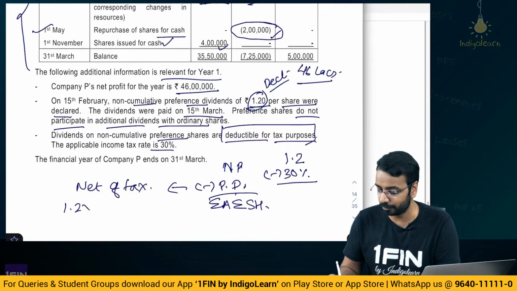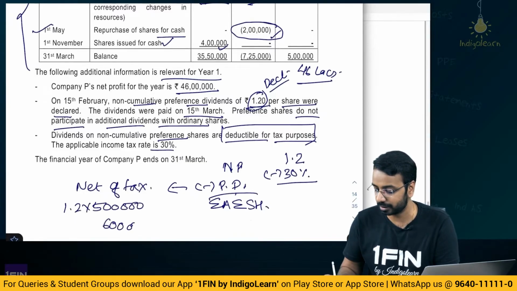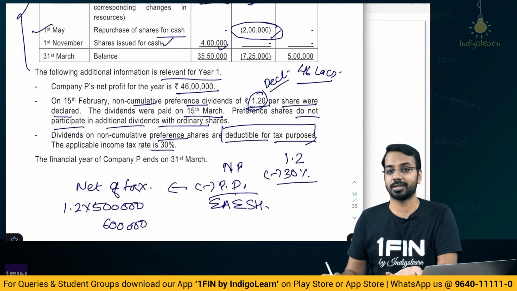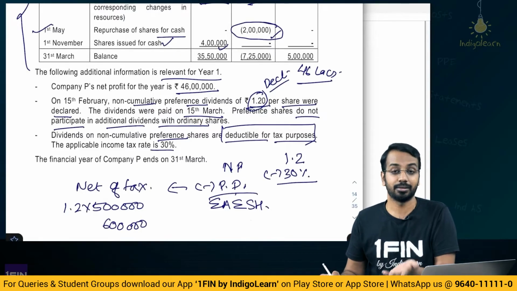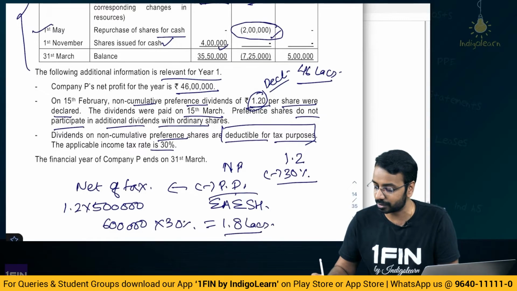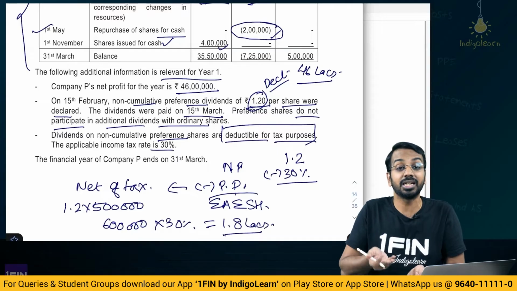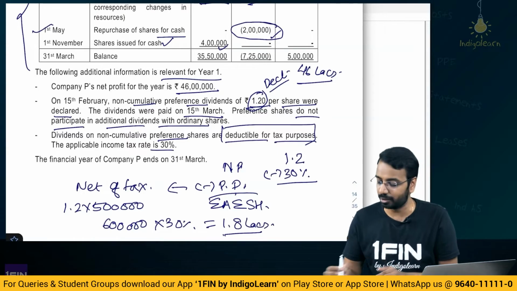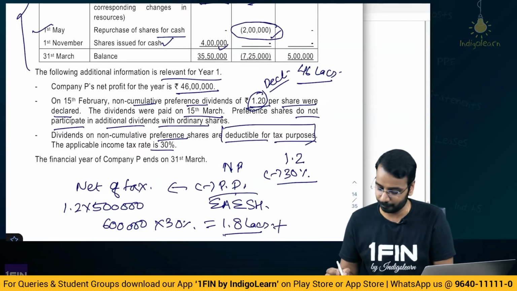So, 1.2 into 5 lakhs is how much? 6 lakhs. There is an outflow of 6 lakhs, a dividend to be paid of 6 lakhs. But then on this, 30%, that is 1.8 lakhs, will be your tax savings. So, this 1.8 lakh will actually increase the earnings available to the shareholders. This will be added back.